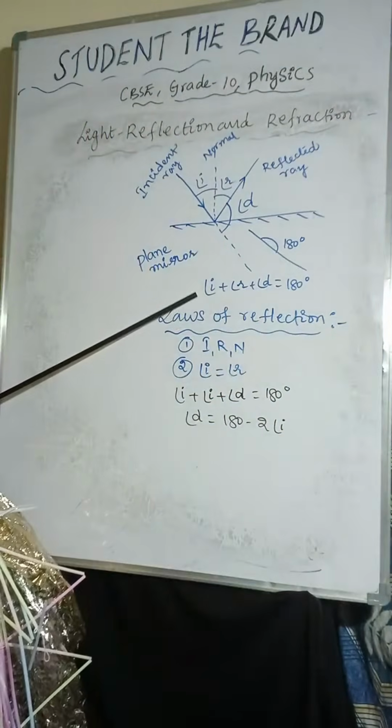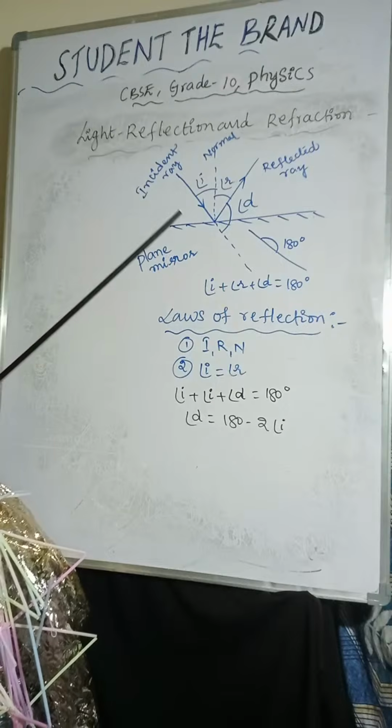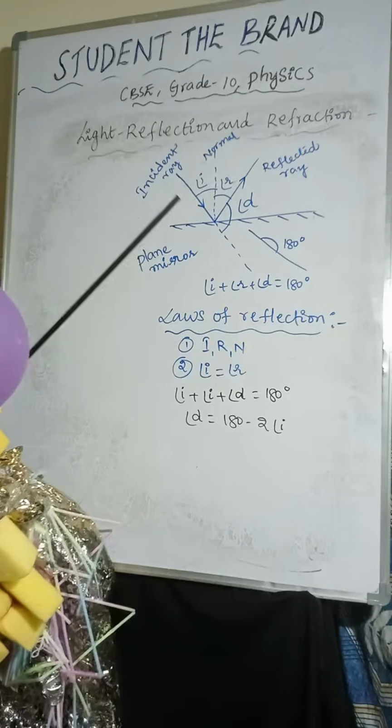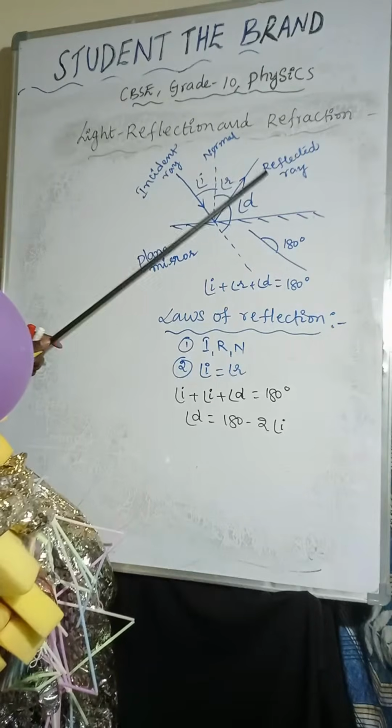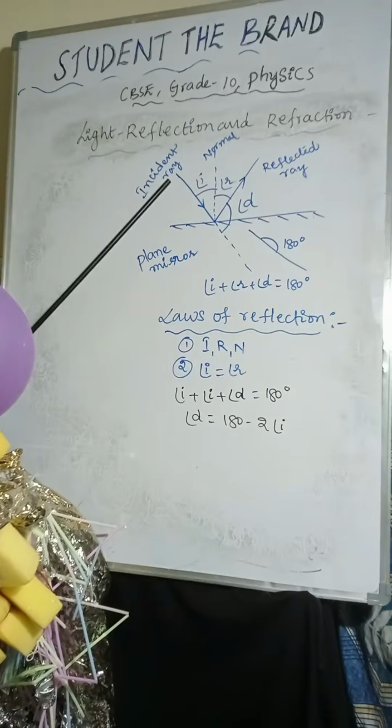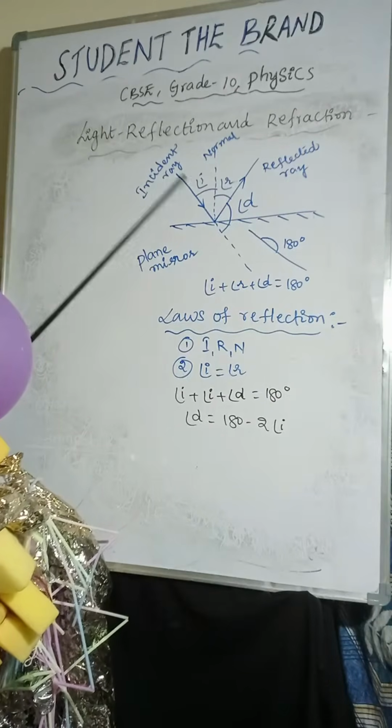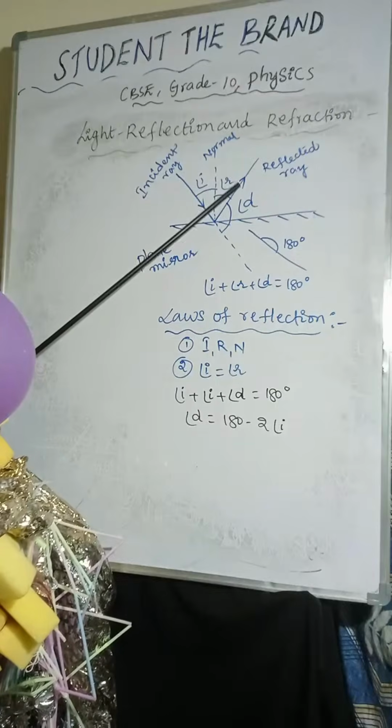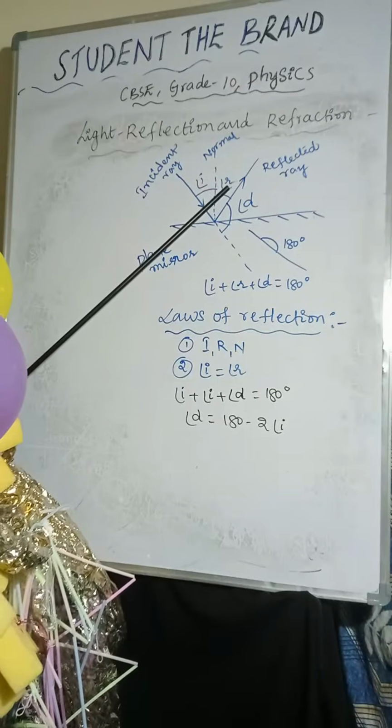Okay, so here you can observe the incident ray, reflected ray, normal line. The angle between the incident ray and the normal line is called the angle of incidence. The angle between the reflected ray and the normal line is called the angle of reflection.